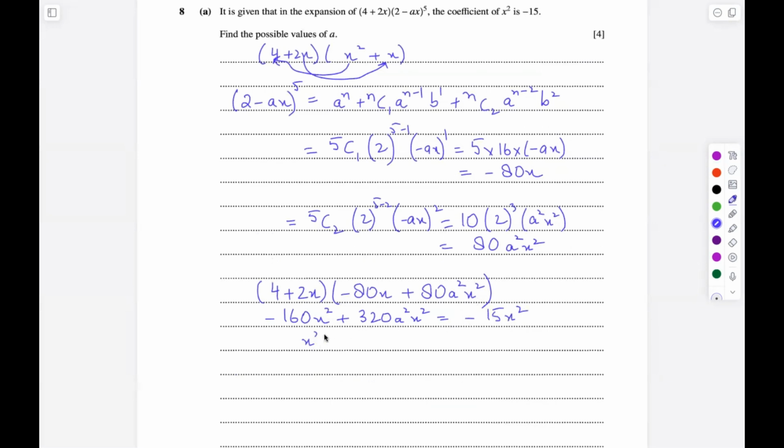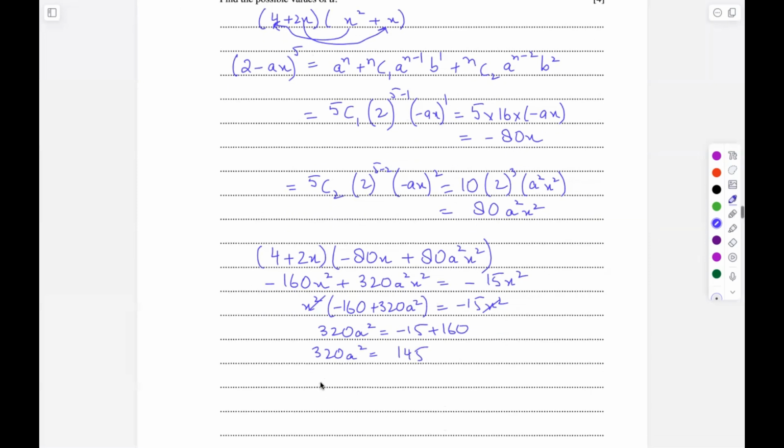Taking x squared common on both sides, we'll get -60 + 320a squared is equal to -15x squared. We can cancel out the x squared terms and now compare the values. So 320a squared will be equal to -15 + 160. So 320a squared will be equal to 145. And now dividing 145 by 320, in fraction that is equal to 29 upon 64.